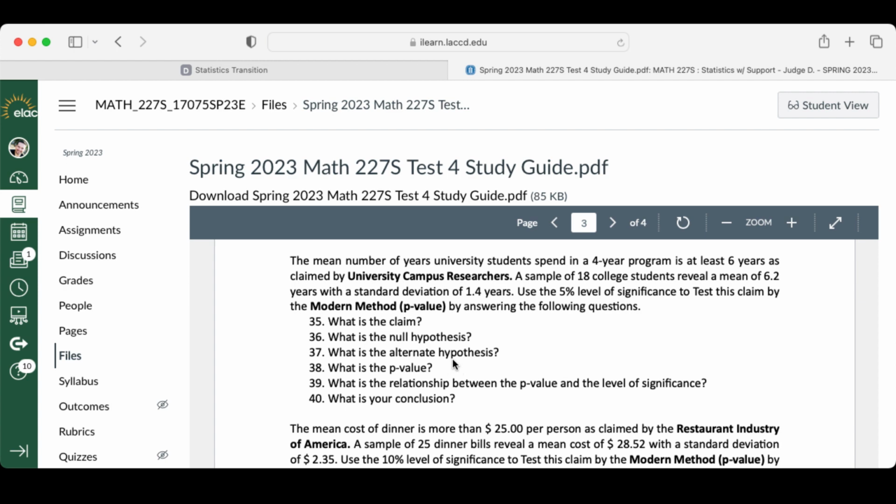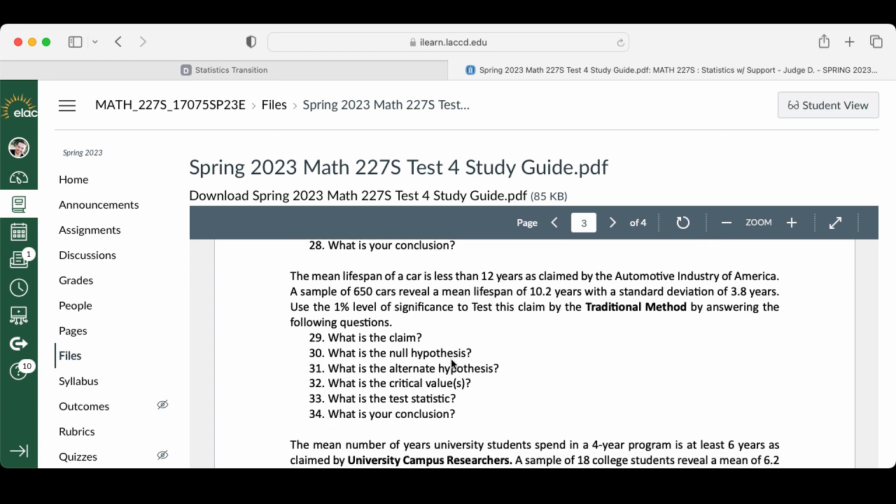And what kind of questions do I ask, right? By traditional method, what do you guys notice? You say things like what? Hey, what is the claim? What's the null hypothesis? What's the alternate hypothesis? What are the critical values? What's your test statistic and what's your conclusion? Aren't those things what we've been talking about? Those are your answers now.